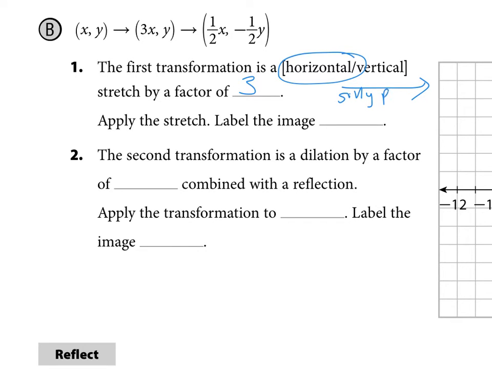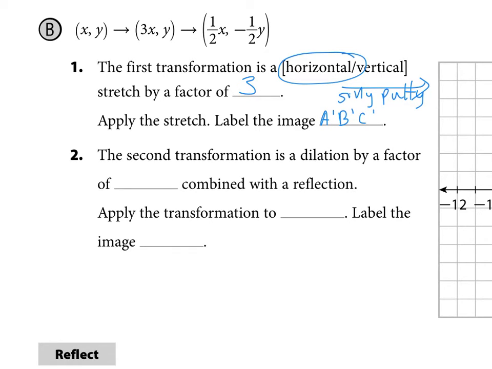So over on our graph here, you're going to actually see, almost like silly putty, a stretch horizontally with that in mind. So we're going to take whatever it is, it looks like it's another triangle, and we're going to basically stretch it horizontally 3 times its normal length. Then it says apply the stretch, label the image. We're going to do that in a second, but the image, remember, after one transformation is going to have prime notation of A prime, B prime, C prime.